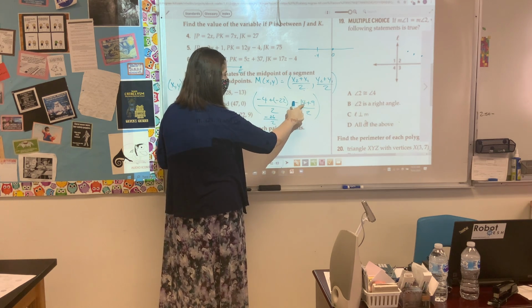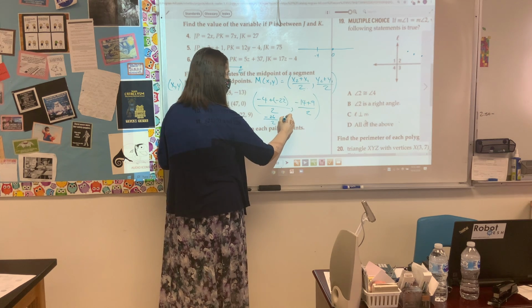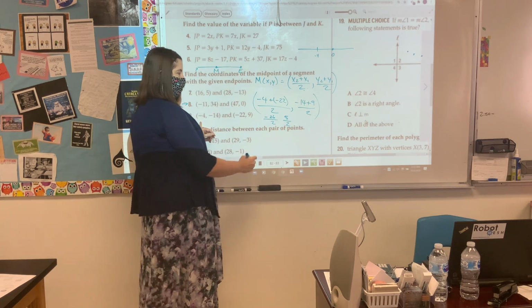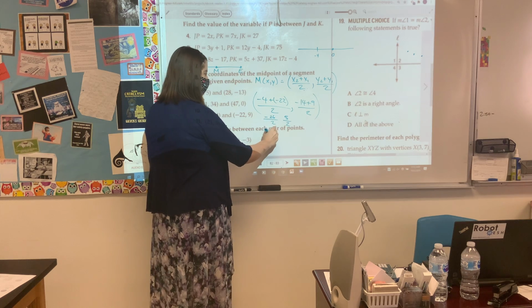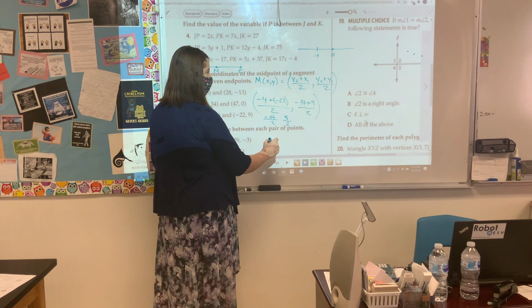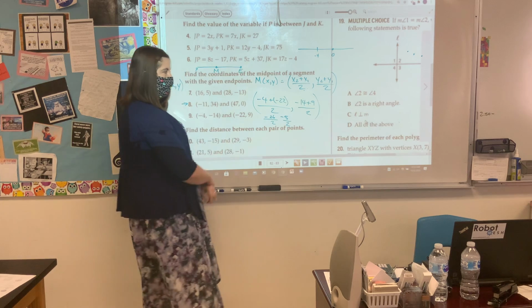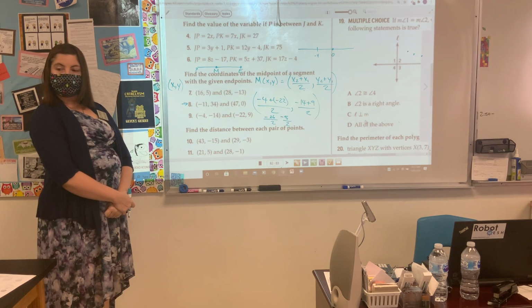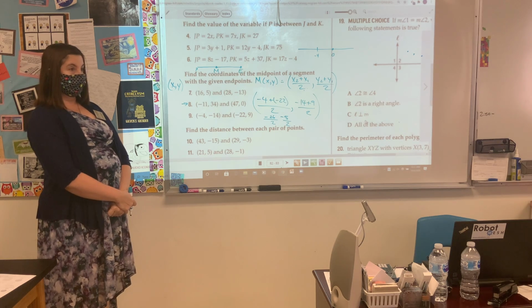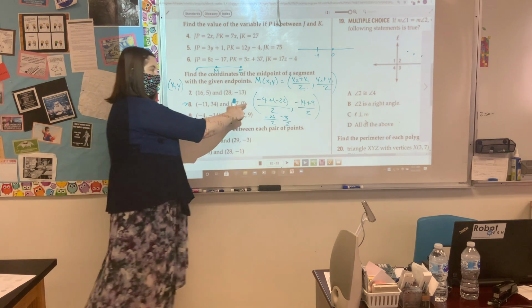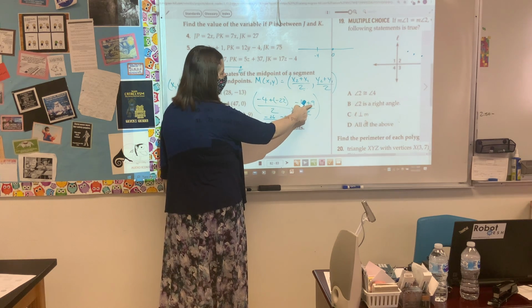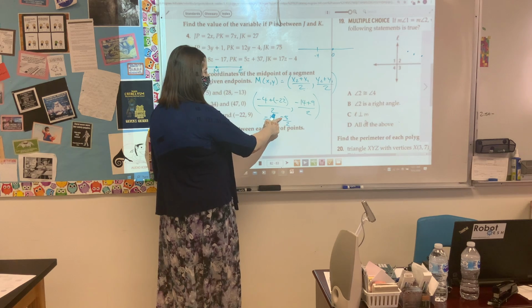This one, -14 plus 9 over 2. That's -5, because you're adding 9. So negative and negative is more negative. Negative plus some positive is still negative.